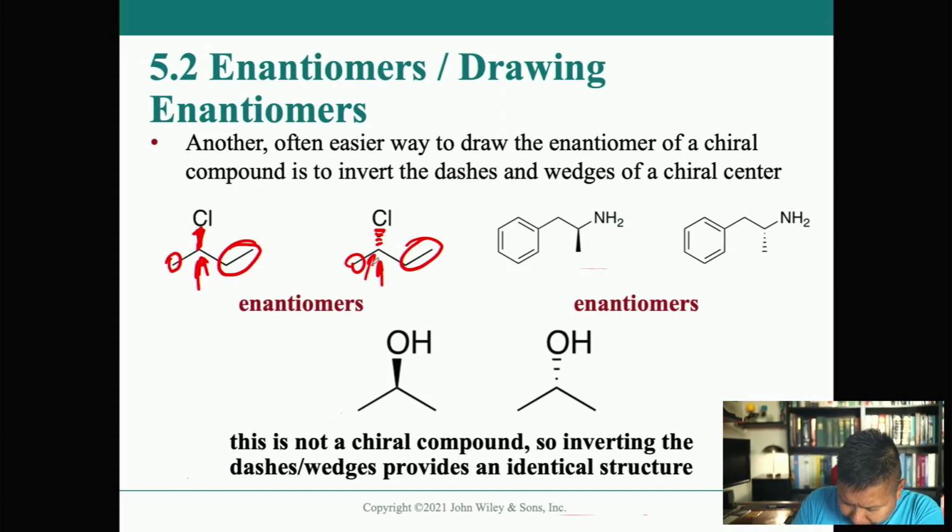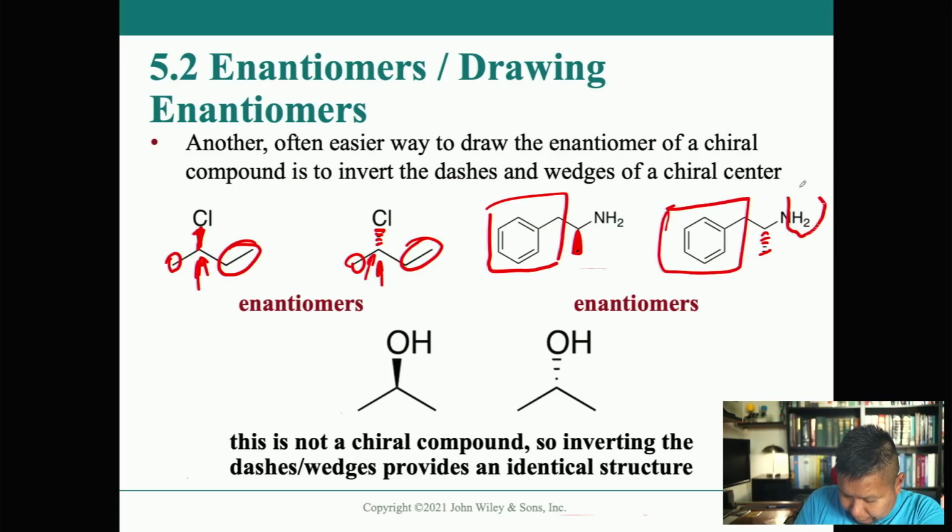This is also an enantiomer. We have a wedge down here that's pointing towards you, and then we have a dash right there, hydrogen pointing towards the back of the paper. That's an enantiomer, right? And we also have these structures here that are different, so that's definitely an enantiomer as well.